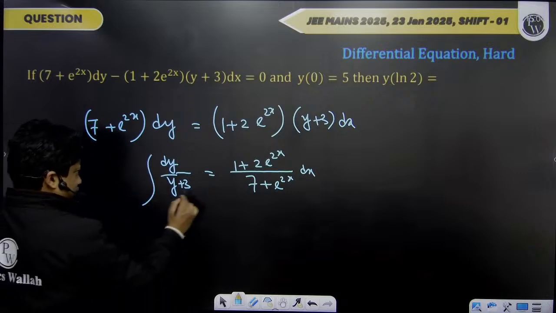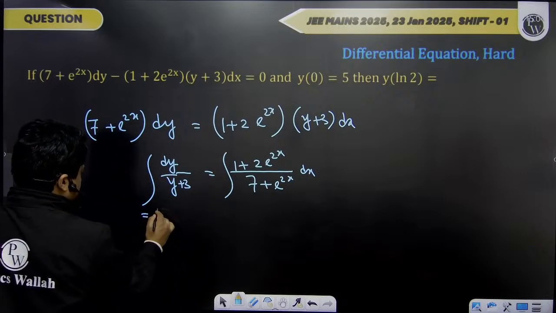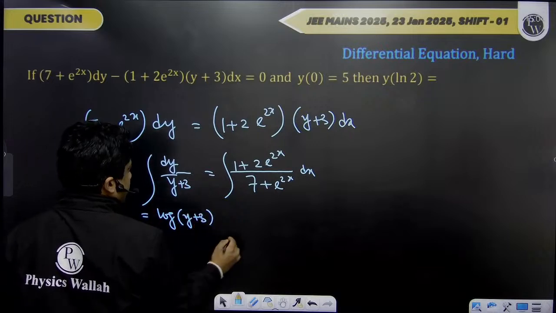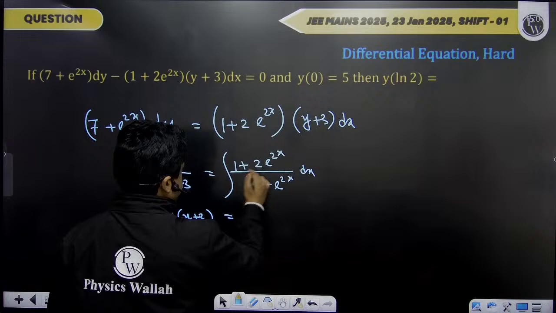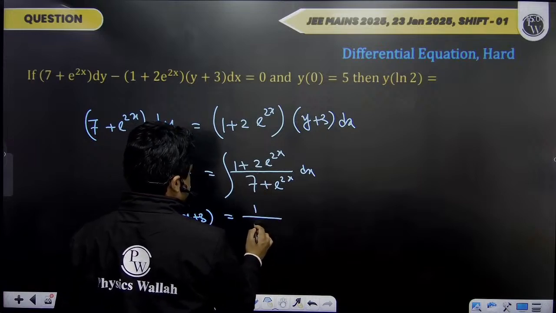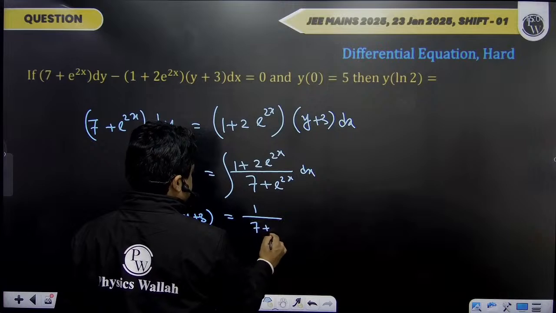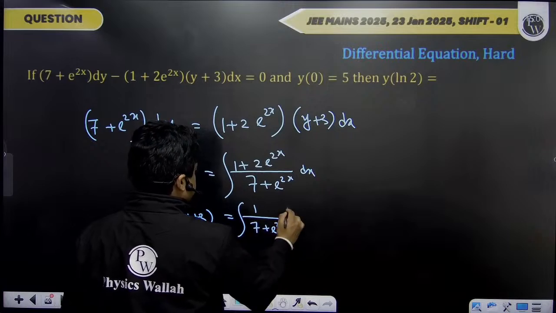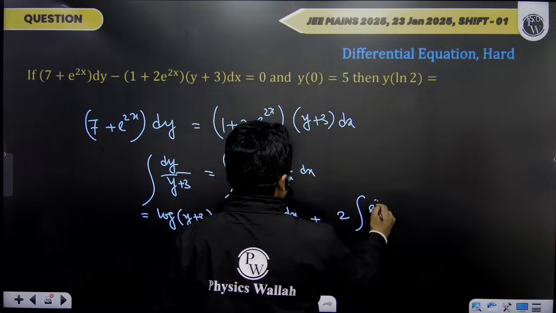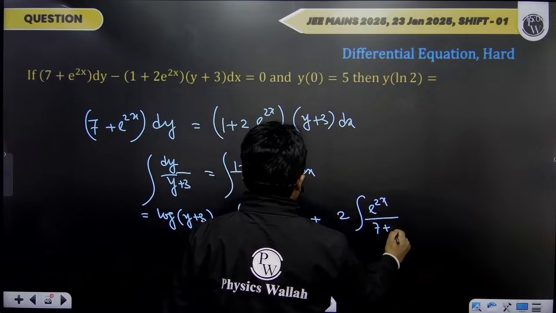So let's integrate on both the sides. So this will be equal to what? Log of (y + 3) equal to, let's split it up. I can write this as the integral of 1/(7 + e^(2x)) dx plus the integral of 2e^(2x)/(7 + e^(2x)) dx.